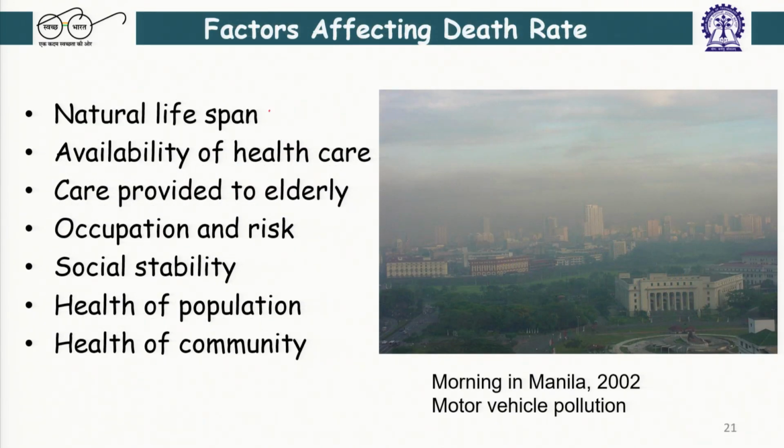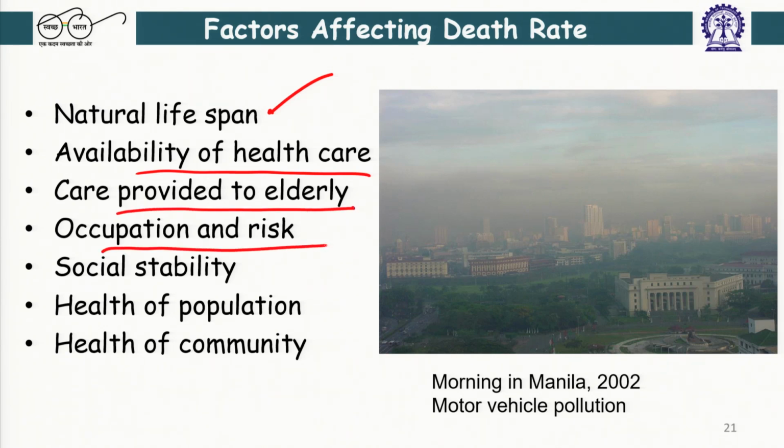Death rate depends on natural lifespan, how long you live. Availability of health care, how good is your health care facility, care provided to the elderly, occupation and risk, what kind of occupation people are exposed to, what kind of risk they are exposed to, social stability, monetary stability as well, health of the community.